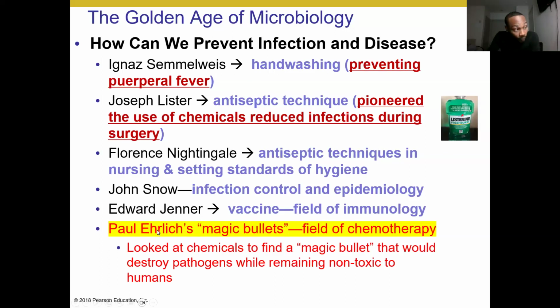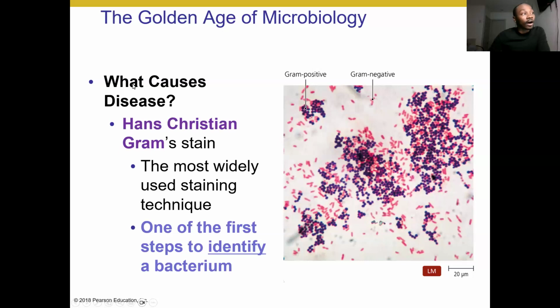Remember Paul Ehrlich, we talked about him before. Paul Ehrlich's magic bullets developed the field of chemotherapy. He looked at chemicals to find a magic bullet that would destroy pathogens while remaining non-toxic to humans. So remember these scientists. What causes the disease?